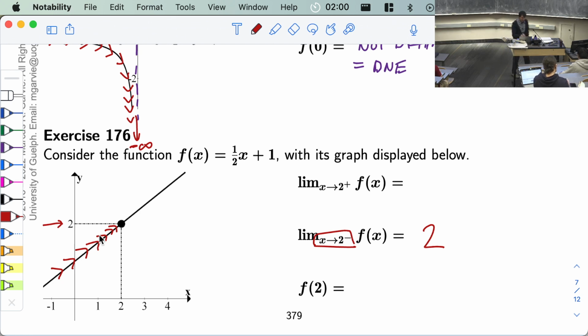What about the other side? On the other side, you're going like this. This is the limit as x goes to 2 plus, x values that are a little bit bigger than 2. So what happens in this case?